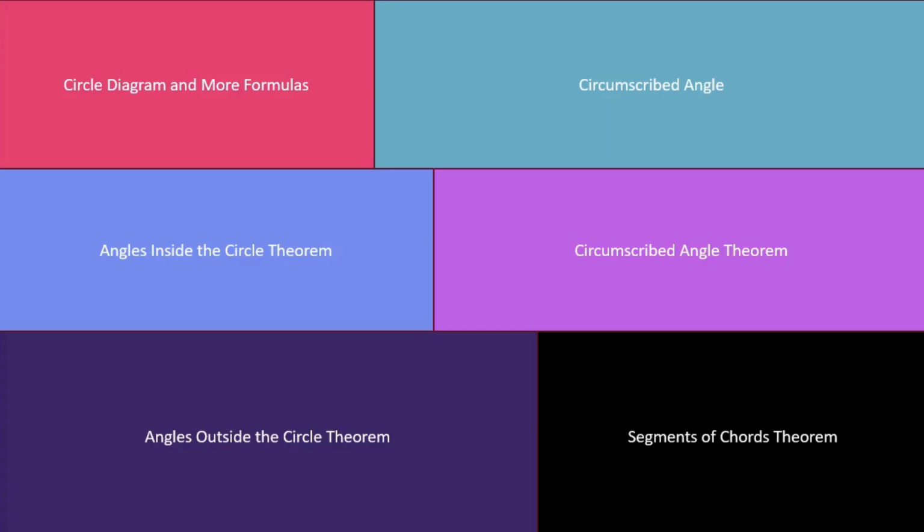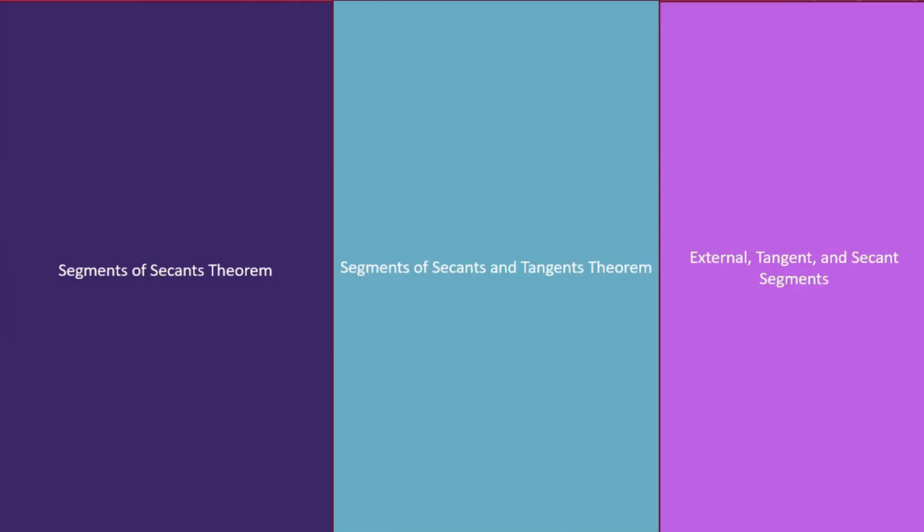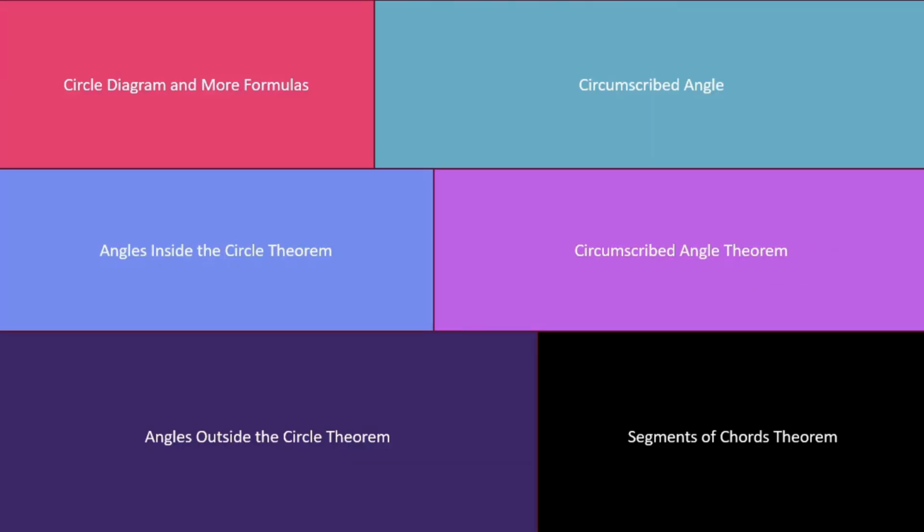Today we will be going over circle diagrams and more formulas: the angles inside the circle theorem, the angles outside the circle theorem, the circumscribed angle theorem, the segments of chords theorem, the segments of secants theorem, the segments of secants and tangents theorem, and external tangent and secant segments. So first we're going to be doing the circle diagram and more formulas.